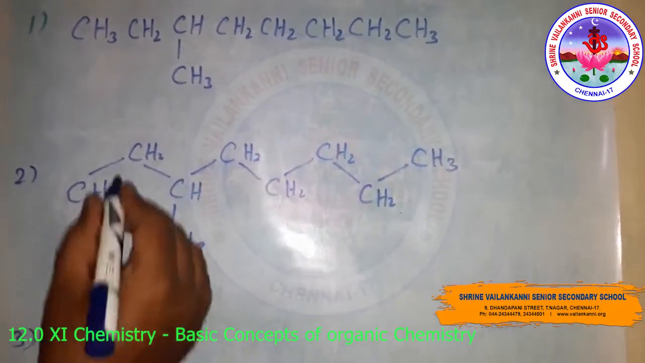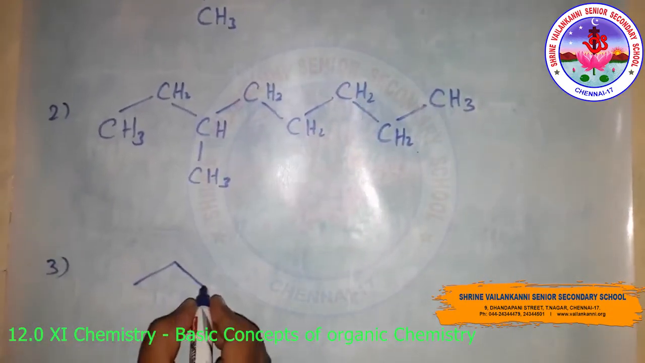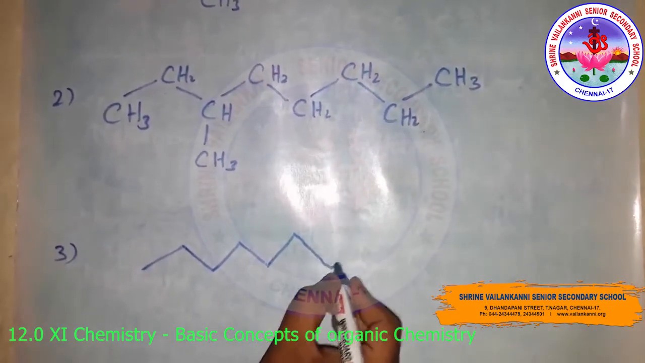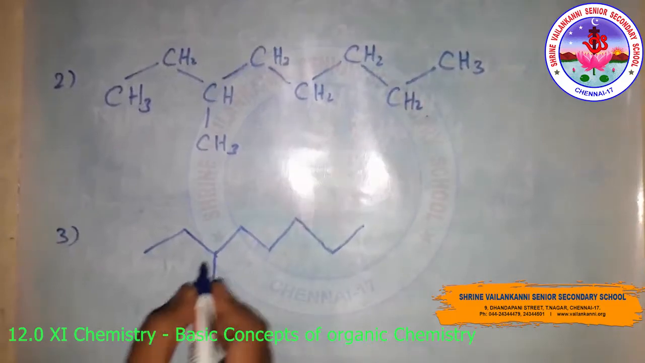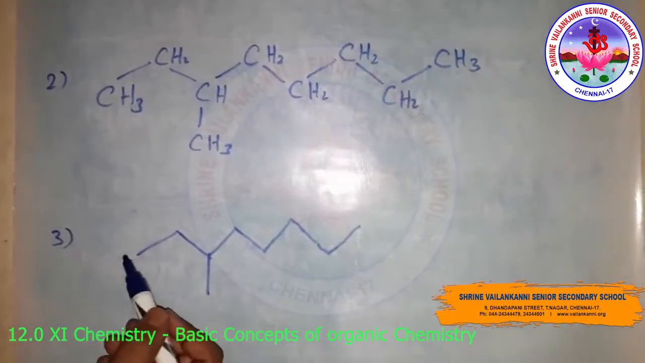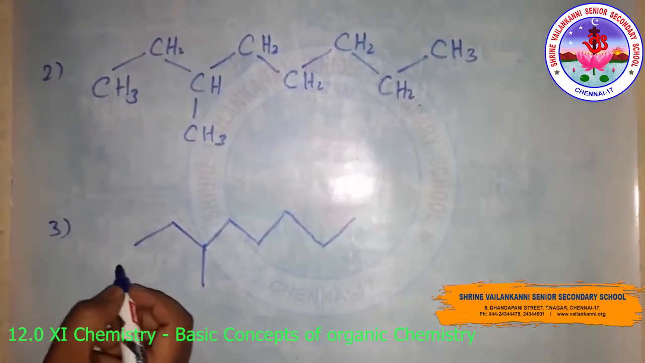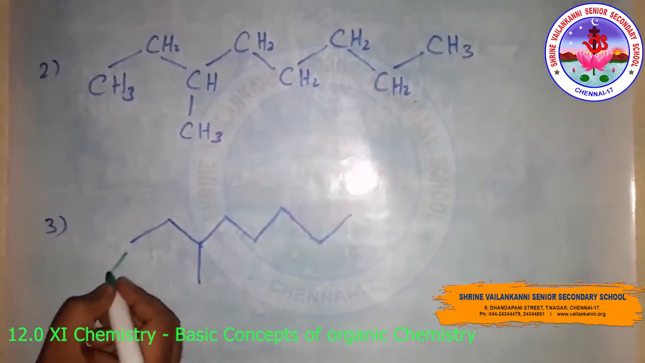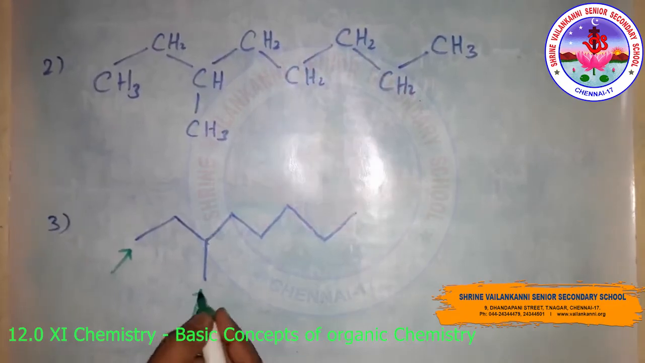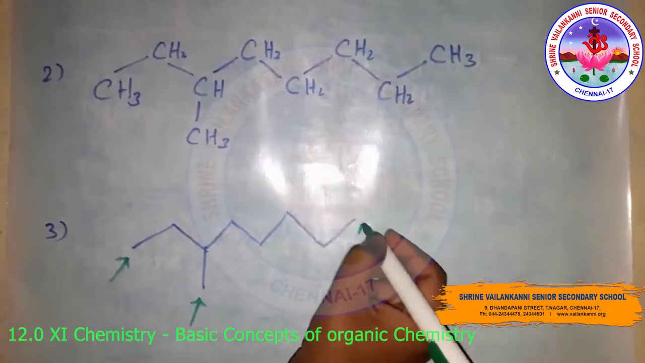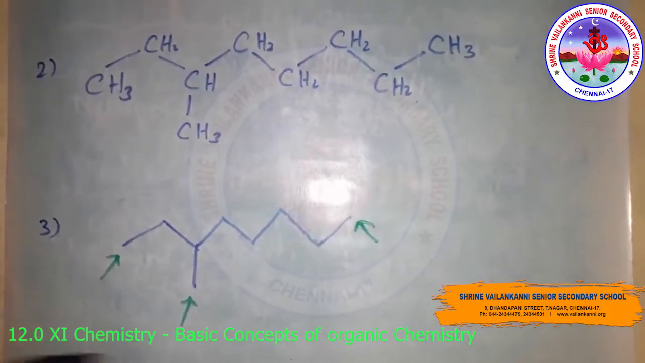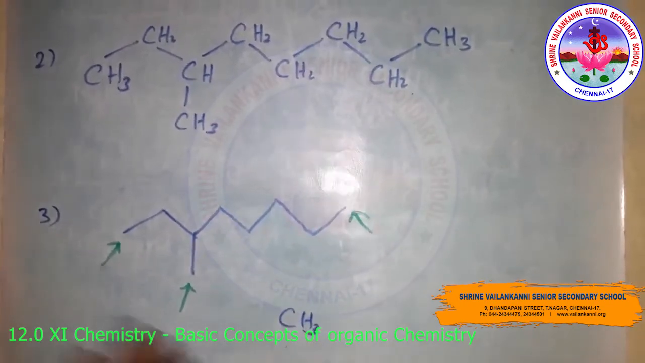So here 1, and here also now count the terminal groups. This is a terminal group, this is a terminal group, and this is also one terminal group. The 3 terminal groups are called methyl groups. The terminal position is called CH3. We can write it like this.